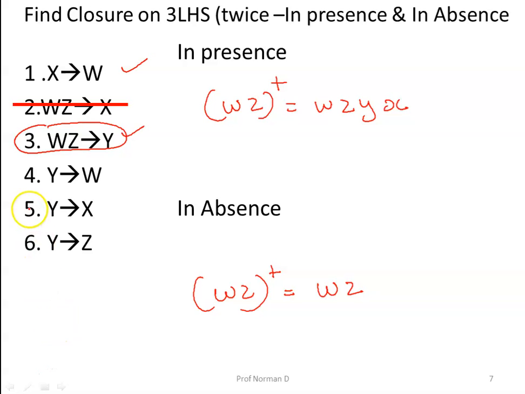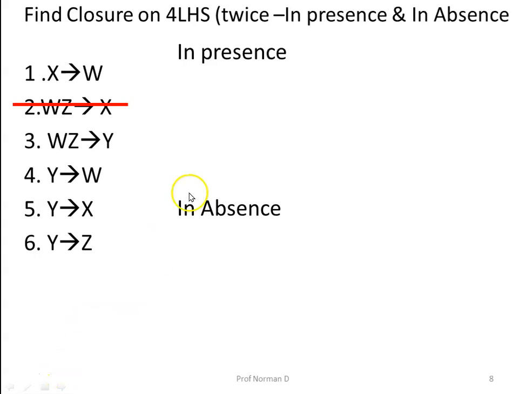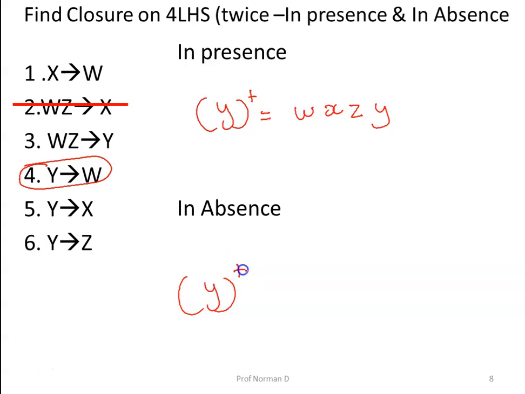We move on to the next FD, that is Y gives us W. Closure on Y gives us WXZY, and when we ignore this FD and calculate the closure, what we get is XZW. So in this case it gives us the same result. So this FD becomes redundant and it cannot be used for the computation.